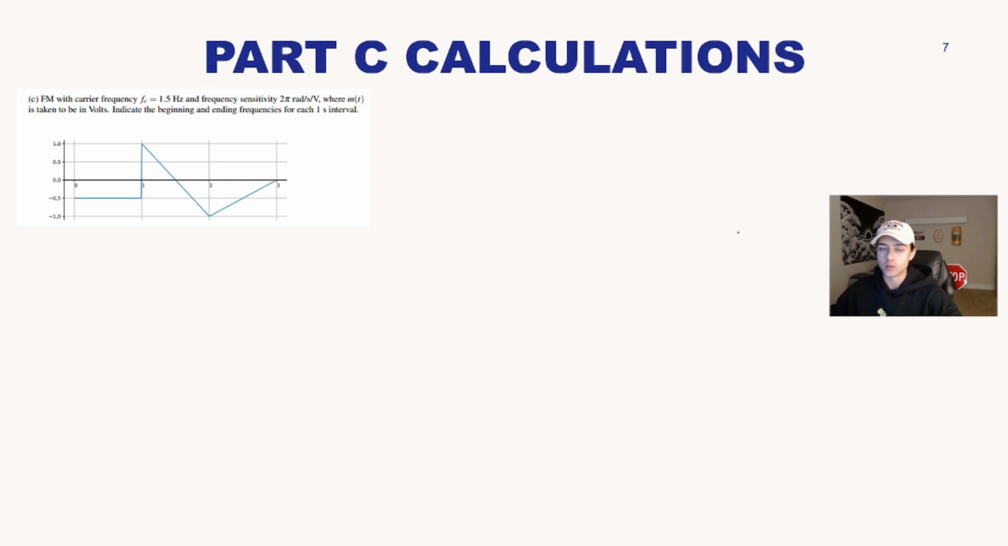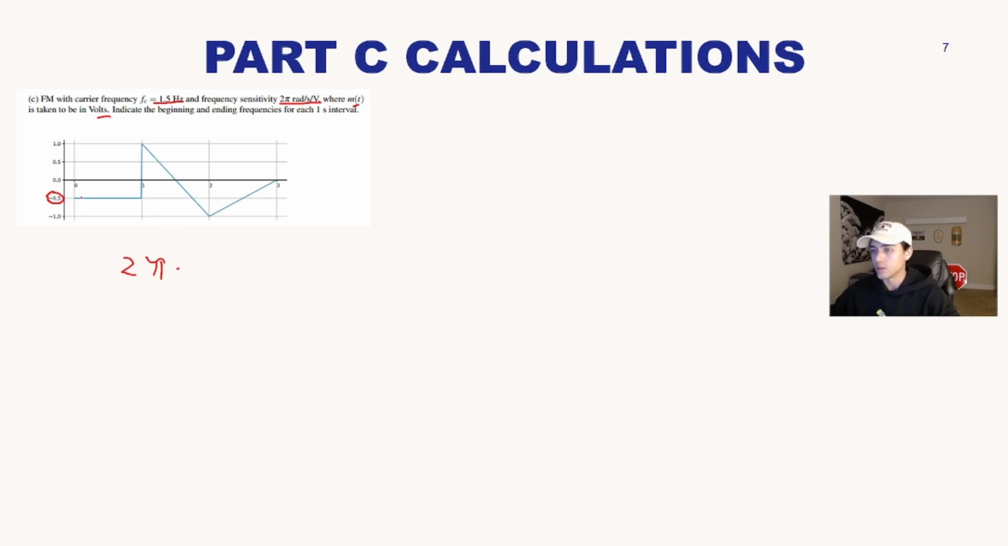Okay, so part C. So part C, we're going to start with the calculations first. So here we can see that the carrier frequency is actually 1.5 hertz, which is important to keep in mind. And we're also told that the frequency sensitivity is 2 pi radians per second per volt, where m of t is taken to be in volts. So basically, the essence of FM is we will multiply by the frequency sensitivity, which is 2 pi, times the volts, which is, in our case, what our message signal is.